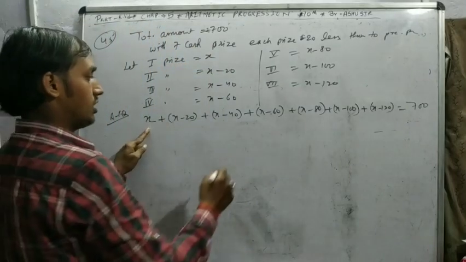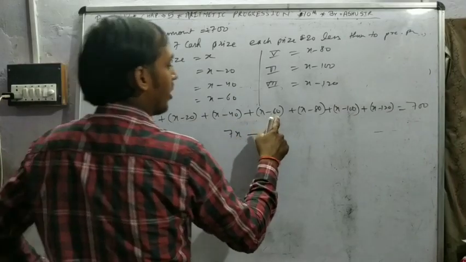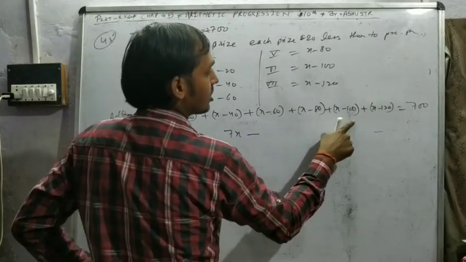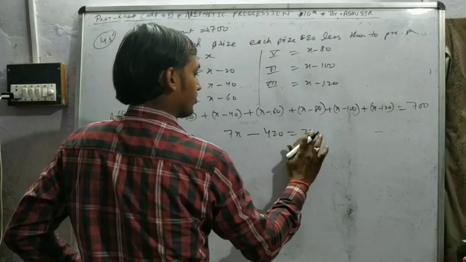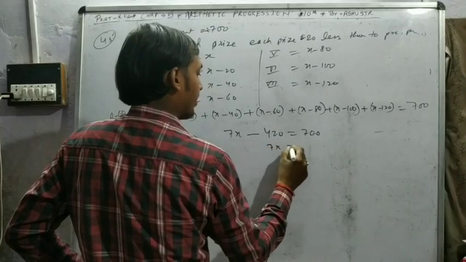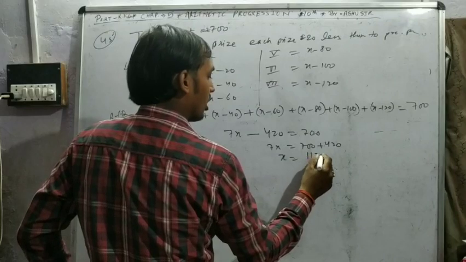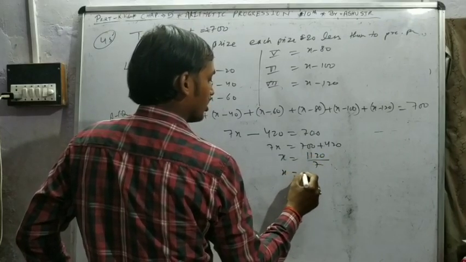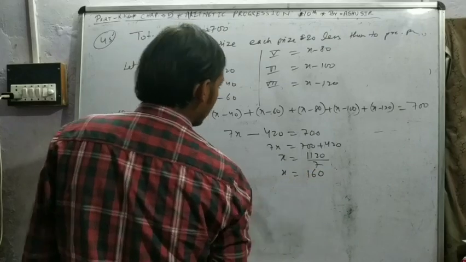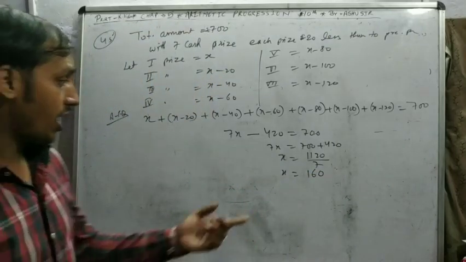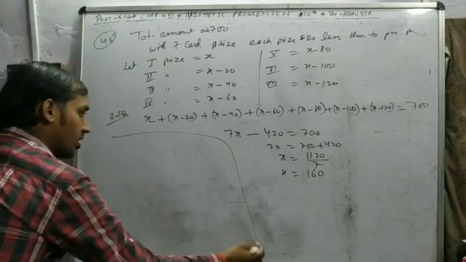Solve them. 7x minus 20 minus 40 minus 60 minus 80 minus 100 minus 120, which is minus 420, equals 700. 7x is 700 plus 420, x is equal to 1120 upon 7. So the first prize x is equal to 160.